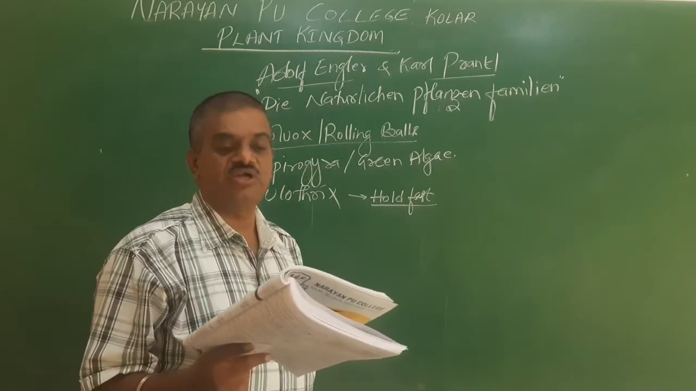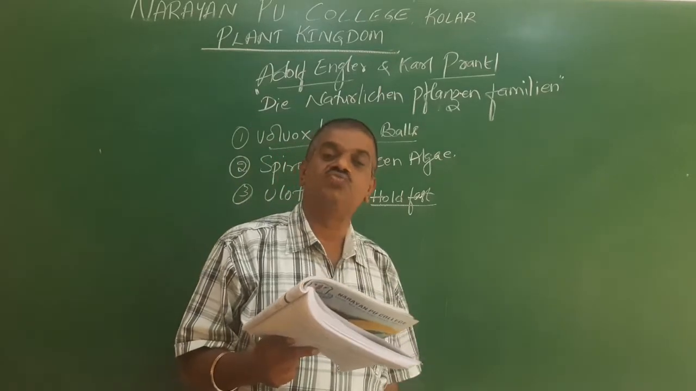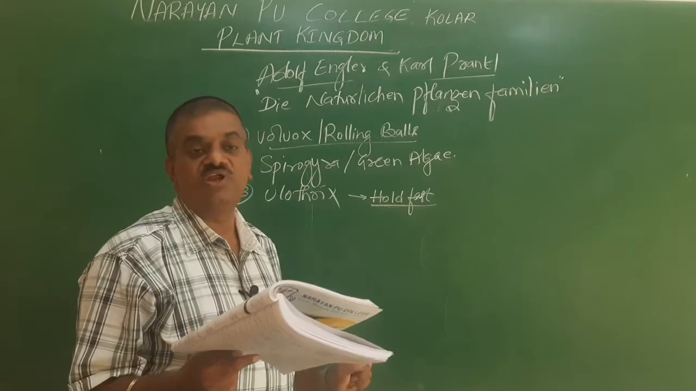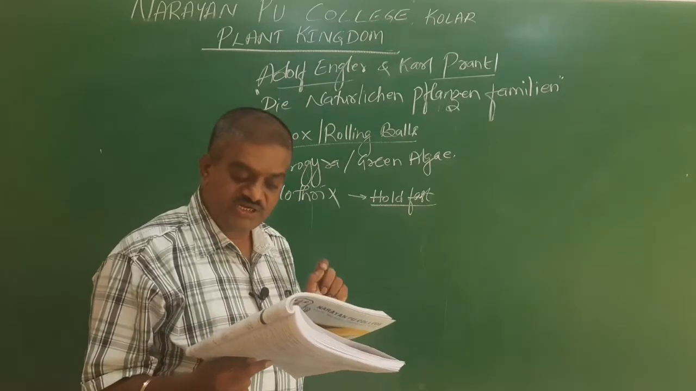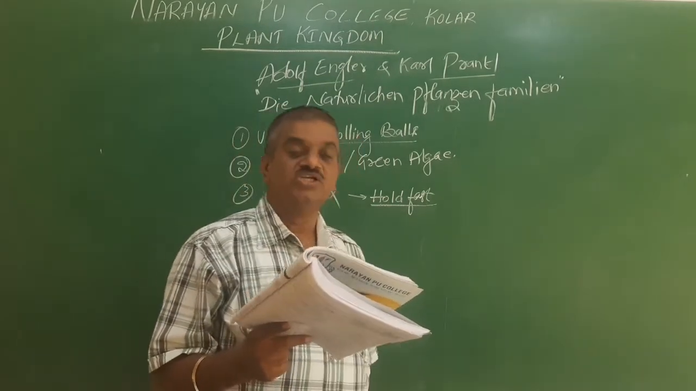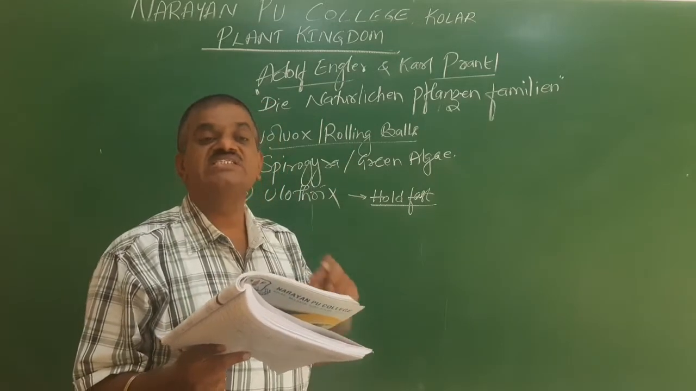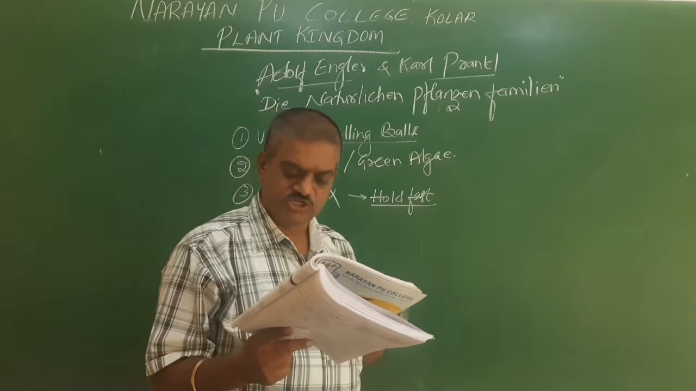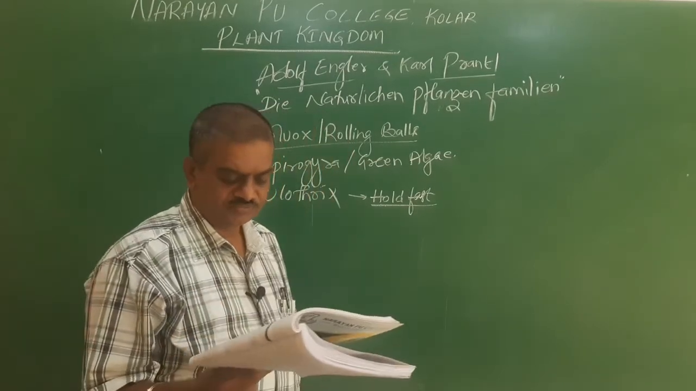Rhodophyceae. It is called red algae. In Rhodophyceae, the reserve food material is in the form of floridean starch. Floridean starch. So these are the right ones. This matches with the second option. So the second option is right. So we go for the next question.